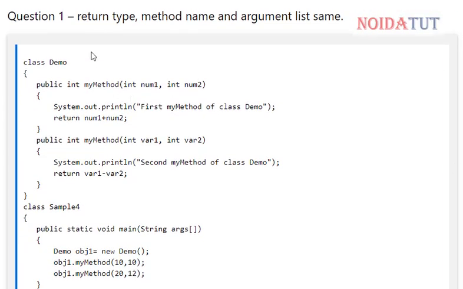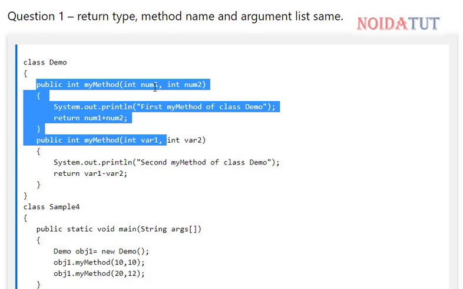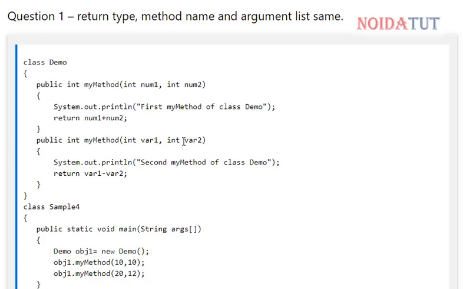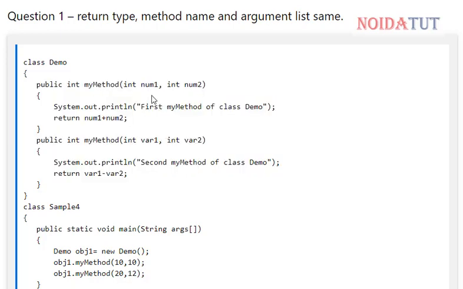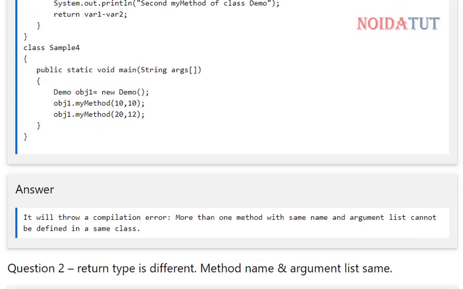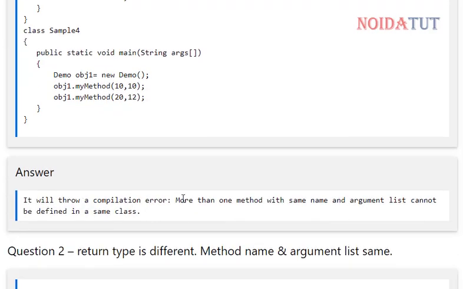Now let us check the scenario: return type, method name, argument list. In this you can see that we have two functions in which we have the parameters num1, num2. Previously we have seen these are the same functions, just with a change in the name of the parameter. It will throw a compilation error. More than one method with the same name and argument list cannot be defined in the same class.